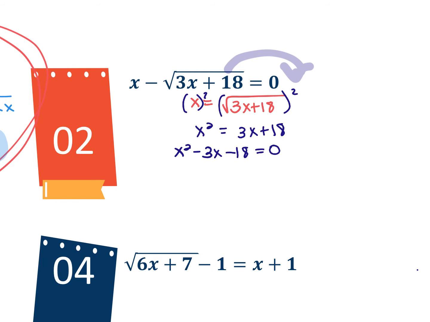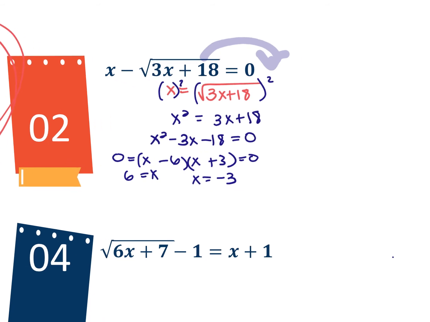Looking for the factors of -18 that sum to -3. What are they? Good. -6, +3, and then split and solve. And I get x equals 6 and x equals -3. And then I have to check.